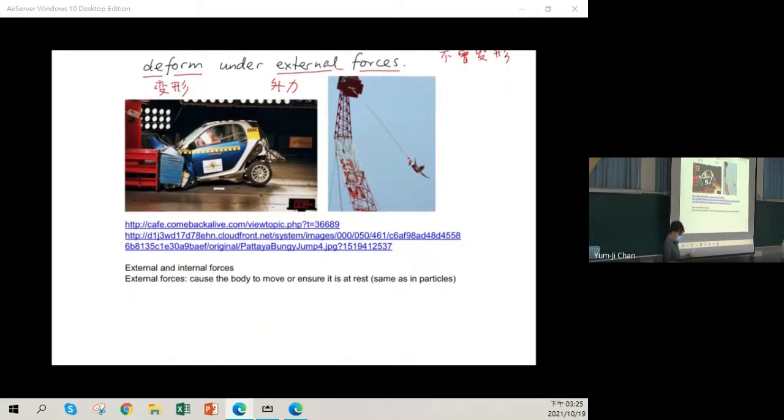divide all forces into two groups. The first group is external forces. The other group is internal forces. External force is this one. Internal force is this one.